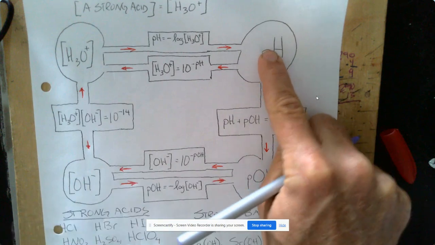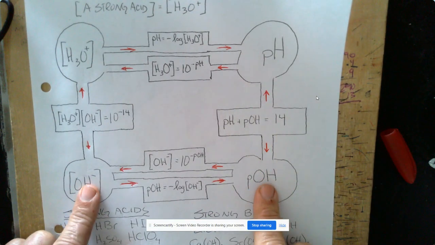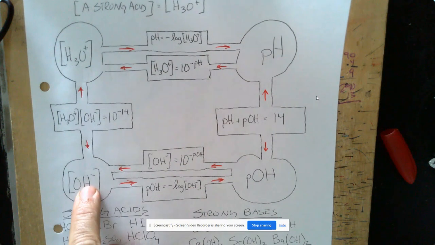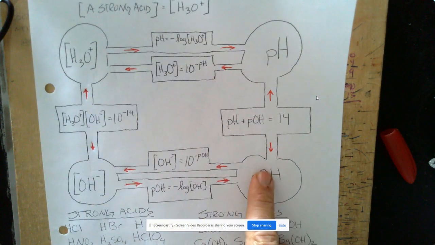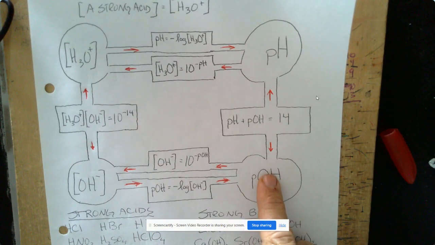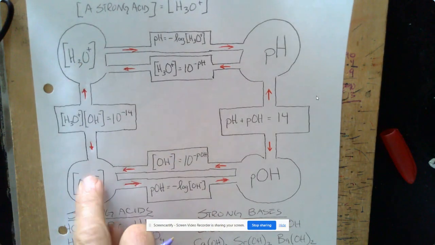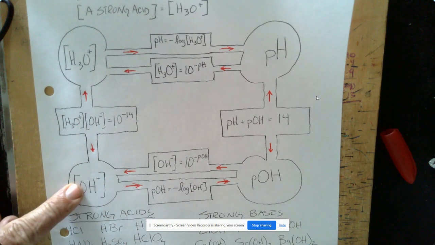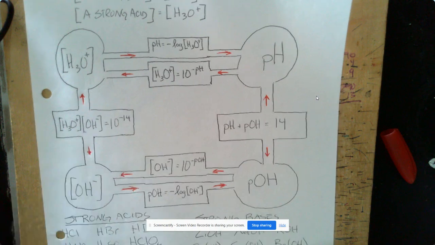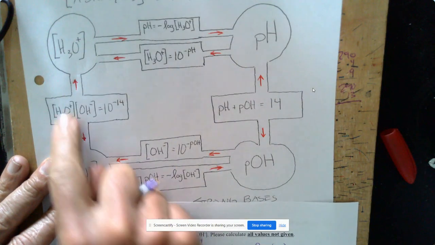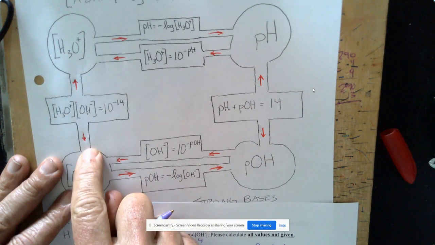Now we still have to get these two down here. So we could go from here to here, and then from here to here, or we could go from here to here, and then from here to here. It doesn't matter. You can do whatever you want. It doesn't even matter. Let's get this one first, right here. Sound good? The hydroxide concentration. So we're going to go from here to here. This formula will work in either direction.